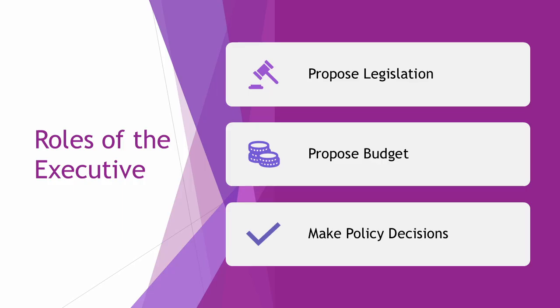Making policy decisions within laws and budgets involves setting national priorities and implementing policies while staying within legal and financial constraints. An example of the executive fulfilling their role is the introduction of the 2023 Energy Bill, which set out measures for energy security and net zero commitments.